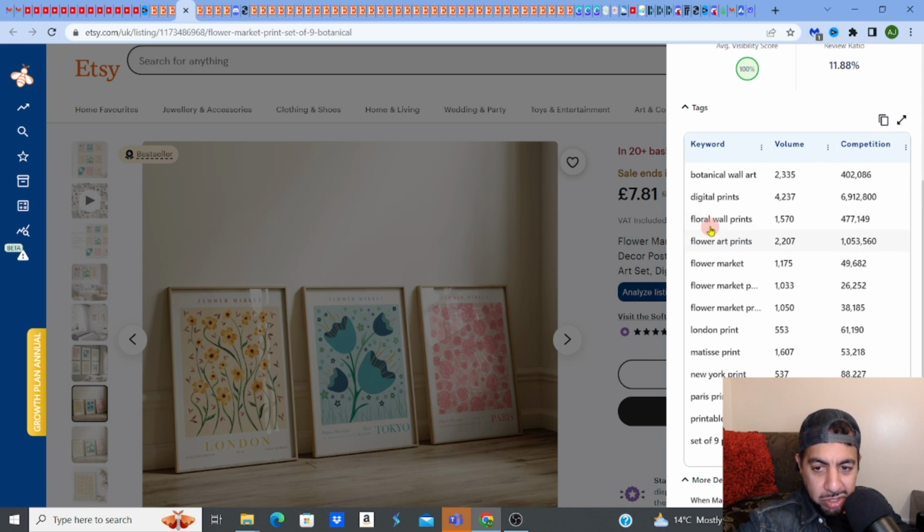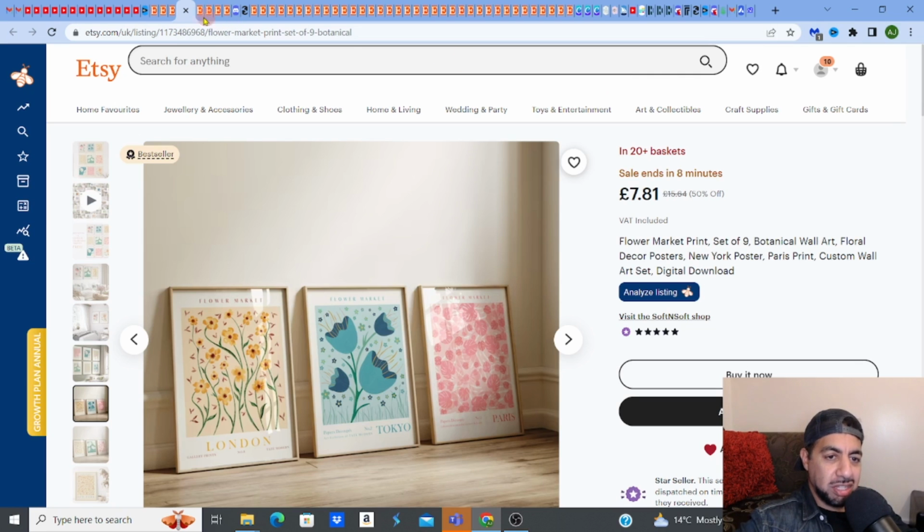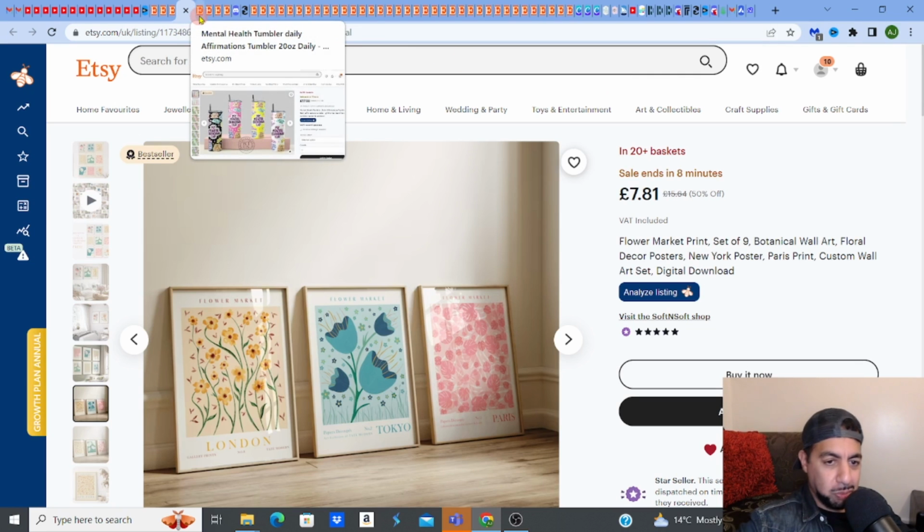But look, for example, floral wall arts, this is the volume. Floral art prints, this is the volume. Flower market, this is the volume. So they're very smart. They've hit on many different keywords with lots of volume, and that volume together makes a huge amount of volume. So very clever, very smart in what they're doing. Okay, that's my third favorite digital product, guys.